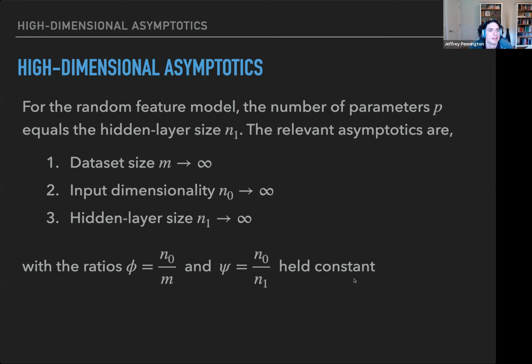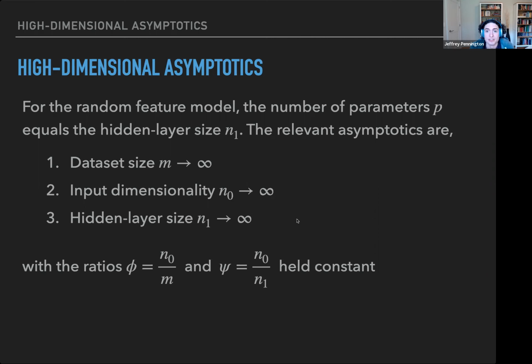Because now there are in fact three pertinent dimensionality parameters, we need to be a little careful about what we mean by the high dimensional asymptotics. So what I'm going to do, and this is a choice, and there could be different interesting regimes to study, is just assume that the data set size, the original input dimensionality N0, and this random feature dimensionality N1 are all going to go to infinity at the same rate. Okay, so this is the setting. Hopefully it should look at least somewhat familiar.